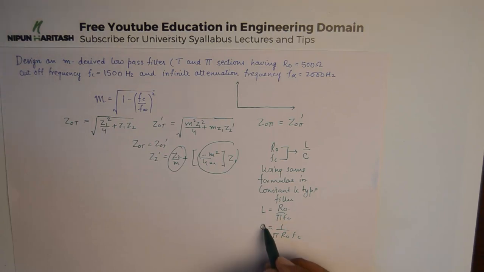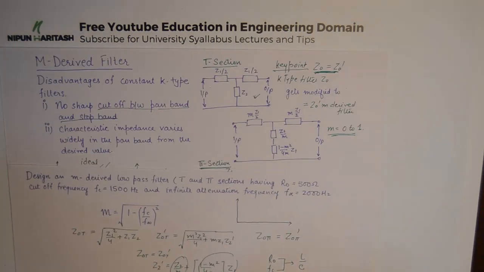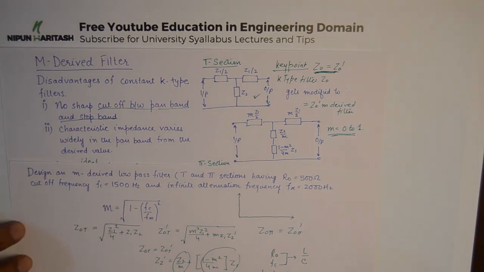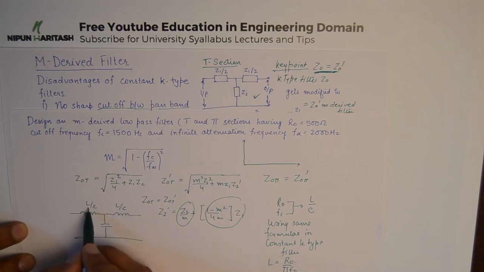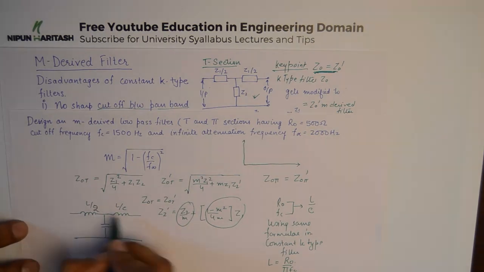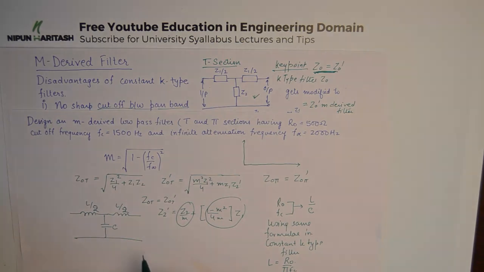Once you know the values of L and C, then you need to draw this section. So from this R0 and FC, you need to find values of L and draw this section. And as we know, we keep this as L by 2, and we keep this as L by 2, and this as C. So the total series arm has an impedance of L, and the shunt arm has impedance of C.